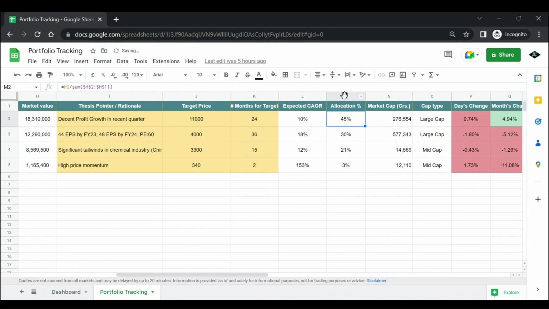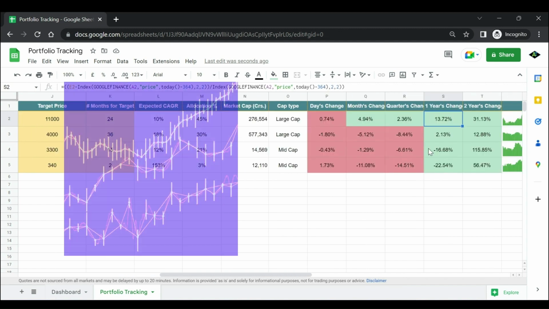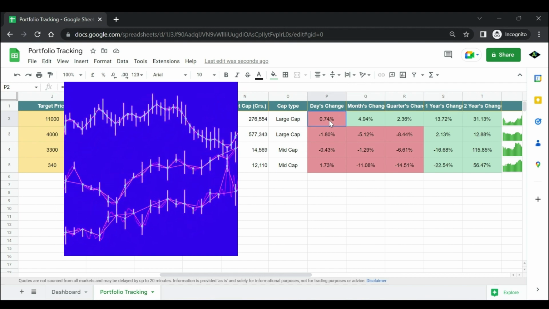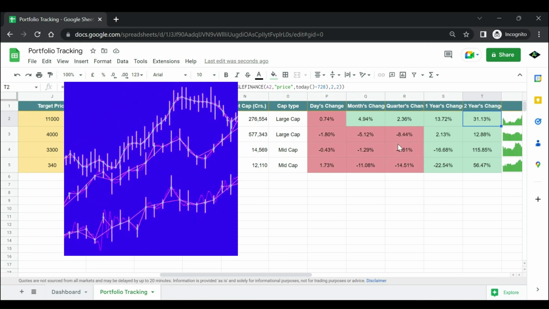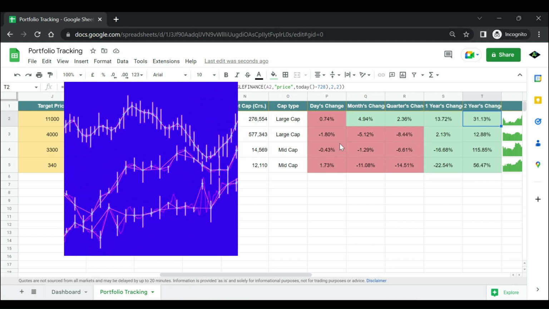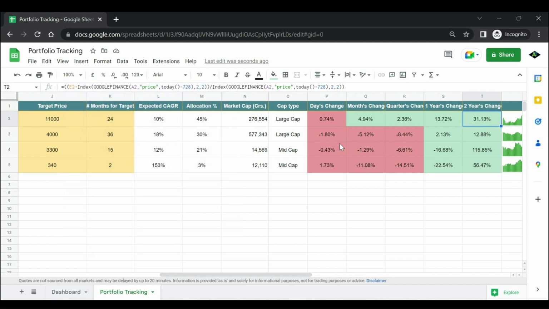Allocation percentage will give me my current allocation in each of the stocks based on the current market price. Column N gives the market cap of the stock in CR, and based on this information you can derive whether it's a large cap stock, mid cap stock, small cap stock, or a micro cap stock. Now column P onwards is the stock performance for 1 day, 1 month, 1 quarter, 1 year and 2 years. So you can see what is the trend in this particular stock in these time frames.